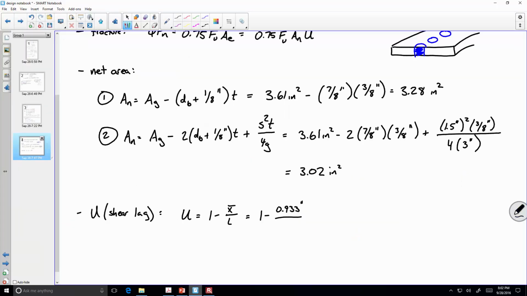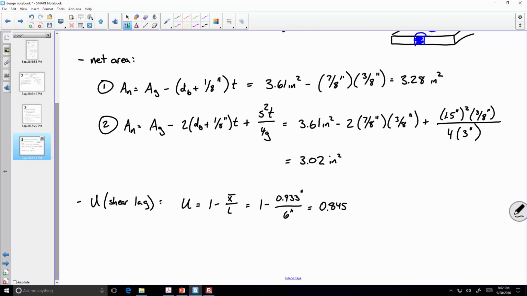All right. So this is 6 inches. What does that come out to be? Say it again. 0.845. Okay. So now we can calculate the fracture capacity as 0.75 F_u net area times U, and that's 0.75 times 58 ksi.